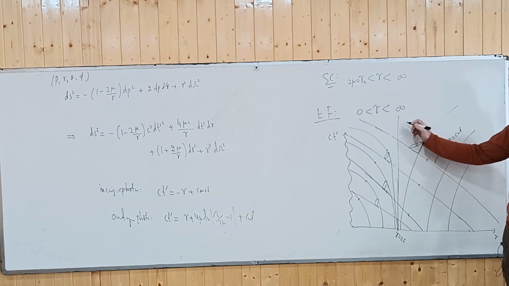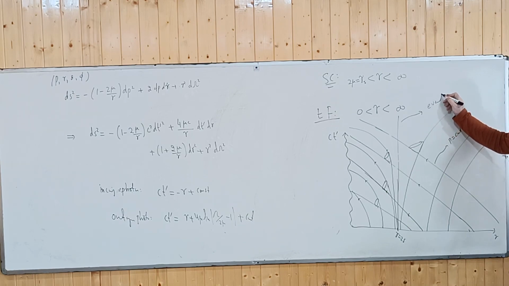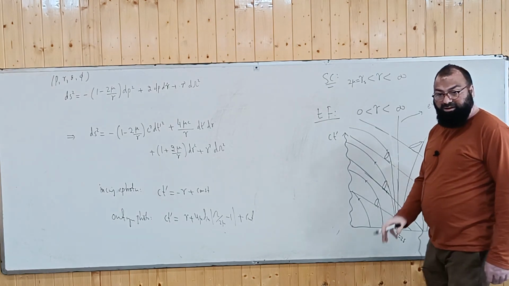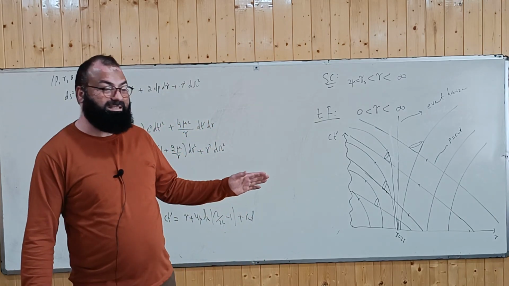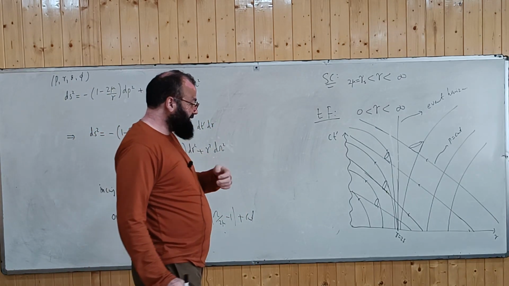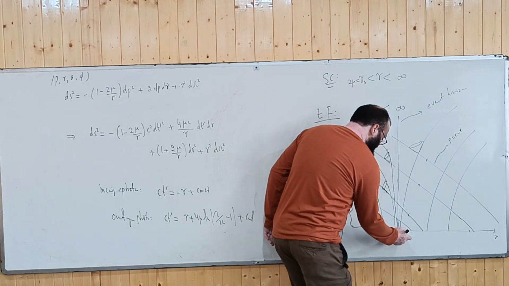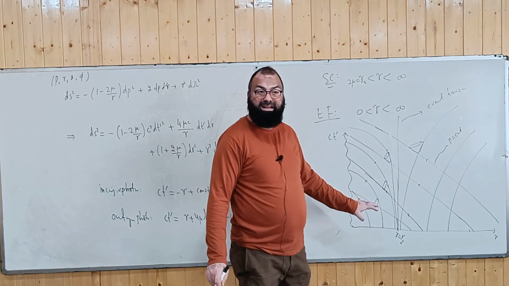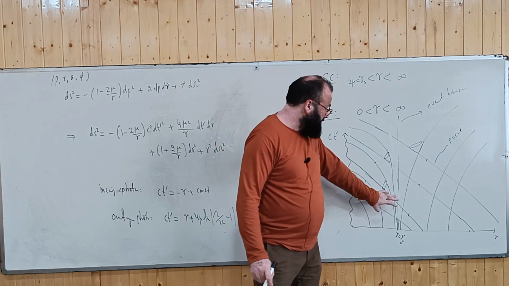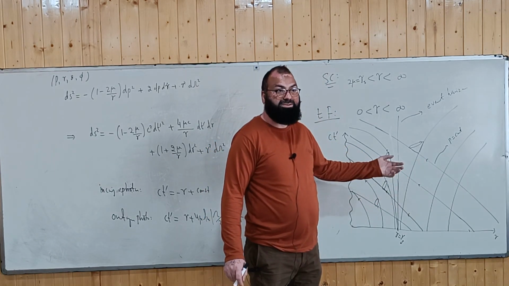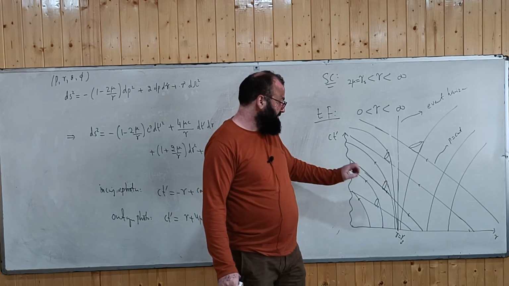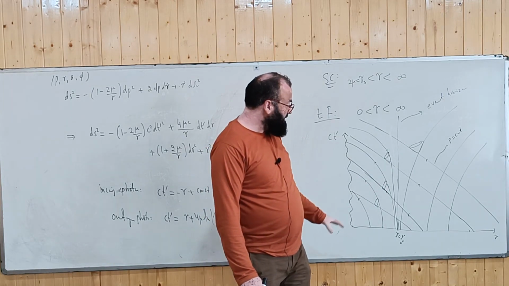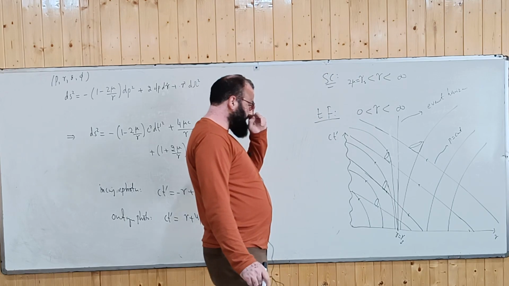We call this R equal to Rs the event horizon. Yesterday I already explained it. A compact object having an event horizon is known as a black hole. So R equal to Rs is actually a one-way membrane in this case. Whatever goes inside will never come outside. That's why it appears as a black quantity. Clear?